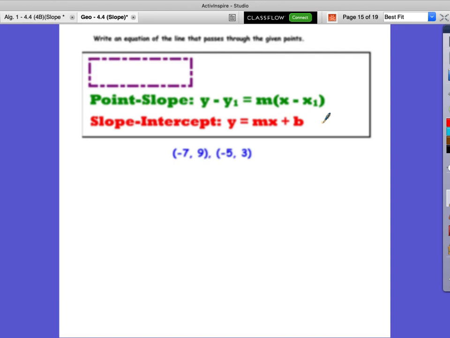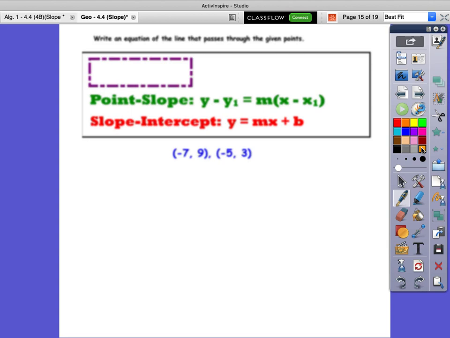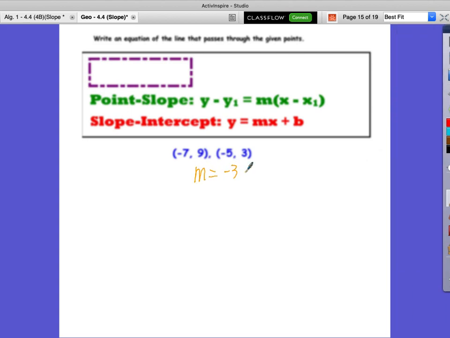Okay, let's talk about this one up here. What do we find the slope to be? Negative 3. So then from there you can use point slope form or slope intercept. We're fine with either. Now, if we use point slope, which point should we use? Does it matter which of these two points we use? No. Personally, I choose this one. Does anyone know why? Smaller numbers. Okay, you can choose either.